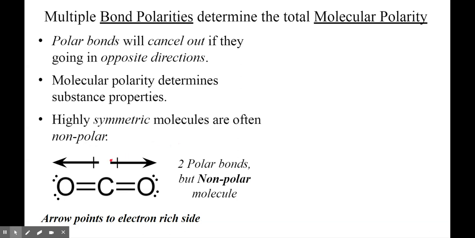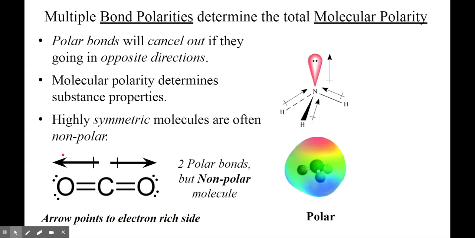So there's electron density pulled to this half of the molecule and to this half of the molecule. And because you have electron density on both sides, that's not polar. So this is a non-polar molecule, even though it has 2 polar bonds. So one thing we'll find is when we have things that are very symmetric, they tend to be less polar.